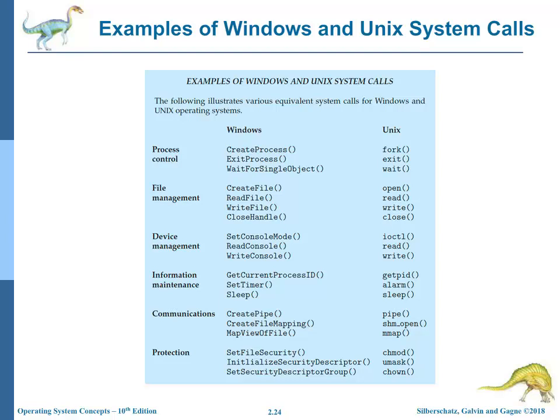File management. These system calls are responsible for file manipulation, such as creating a file, reading a file, writing into a file, etc. So we can see in Windows, we have system calls for the file management: CreateFile, ReadFile, WriteFile, CloseHandle. In Linux, it is open, read, write, and close.